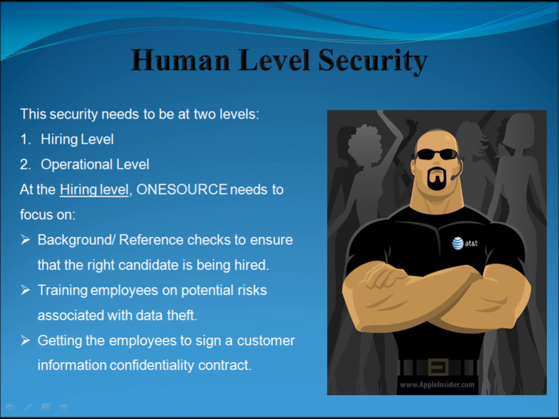Therefore, this security needs to be at two levels. First is the hiring or recruitment level, and the second is the operational level. At the hiring level, our organization, OneSource, needs to focus on carrying out background or reference checks to ensure that the right candidate is being hired. Secondly, we need to train employees at regular intervals about potential risks associated with data theft. And also, we need to make sure that our employees sign a customer information confidentiality contract.